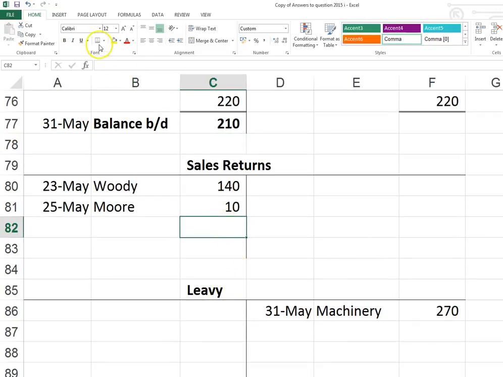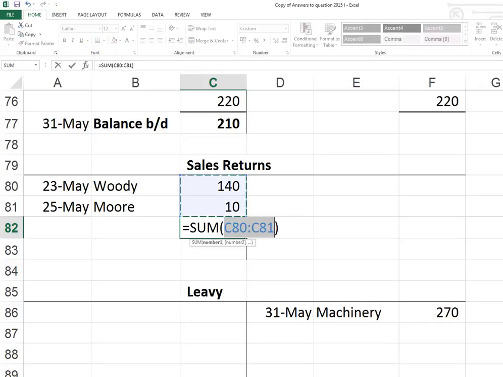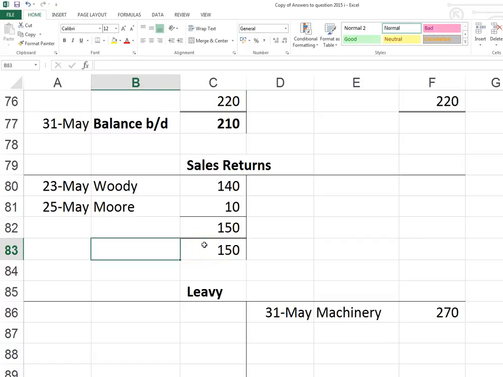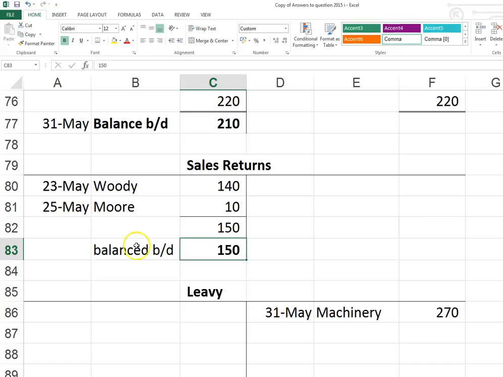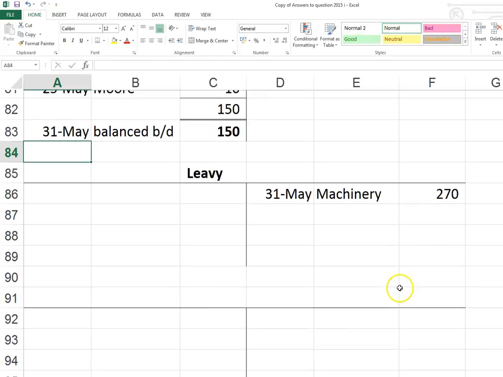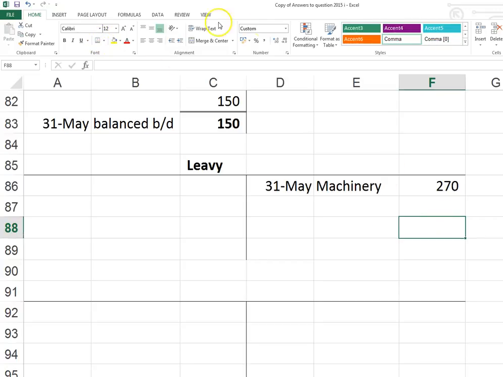Sales returns 140, 150 even, and our balance brought down then is 150 at the end of the month. Levy then, yay, we're at the end, 270.